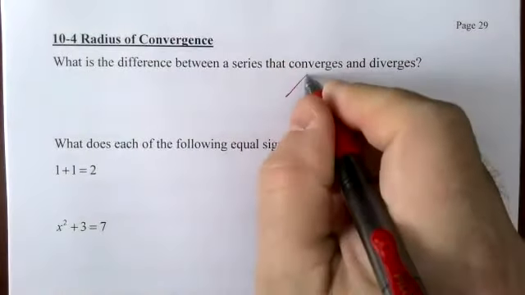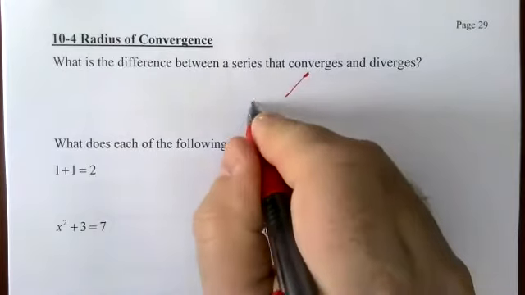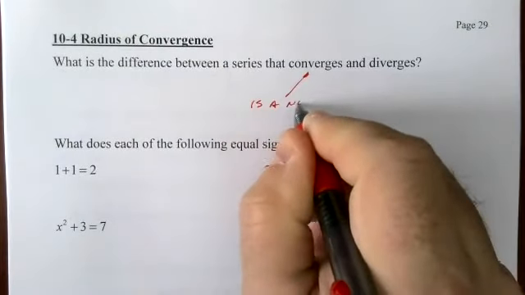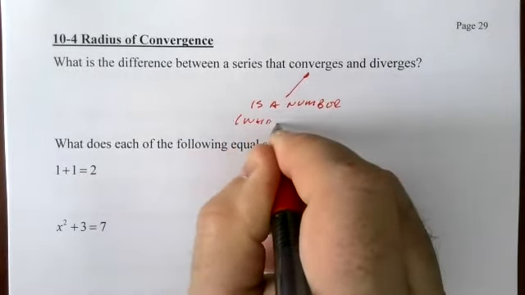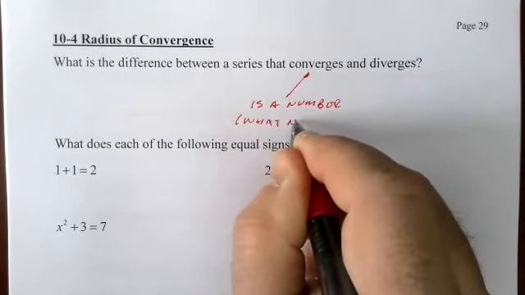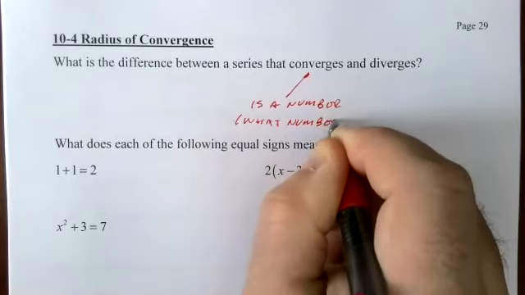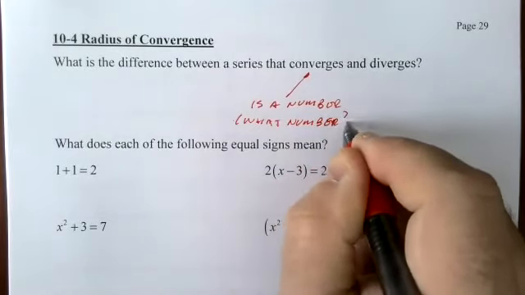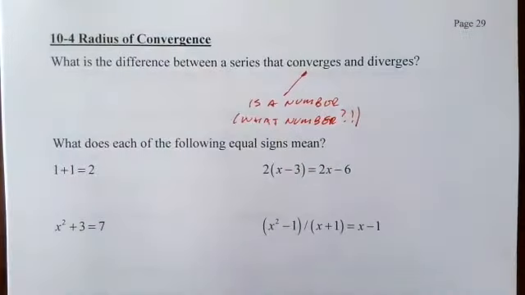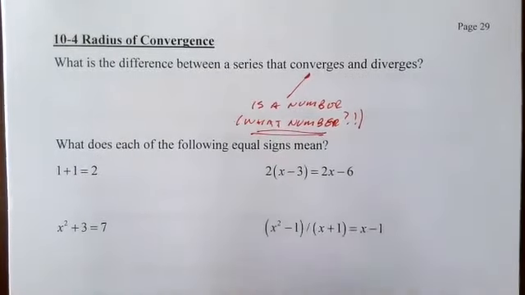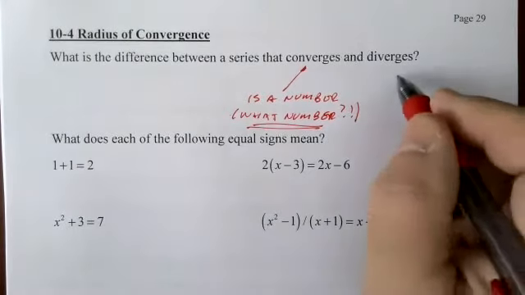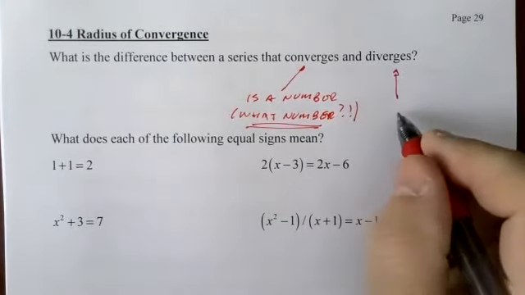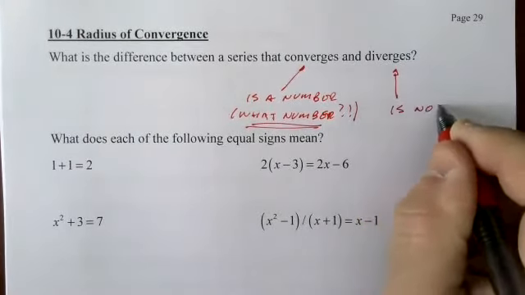So a series that converges means it's a number. We might not even know what number. We just might know that it's going to be some number, which is a really strange thing. But hey, this is math. What'd you expect? This is not a number. It just keeps getting bigger and bigger, or smaller and smaller, more negative, more negative.